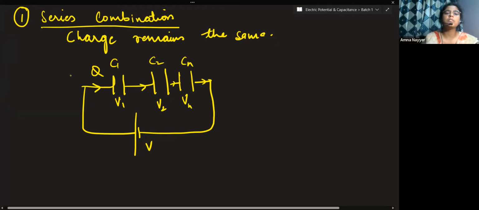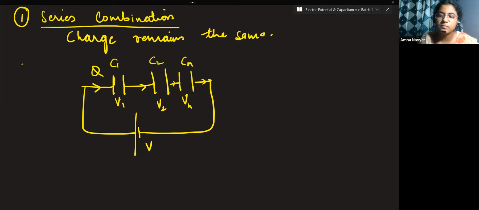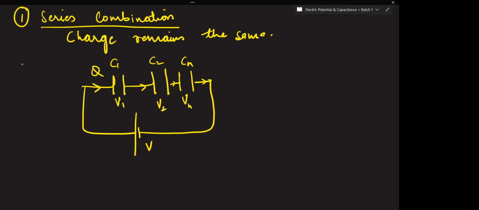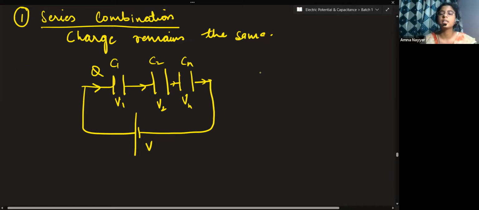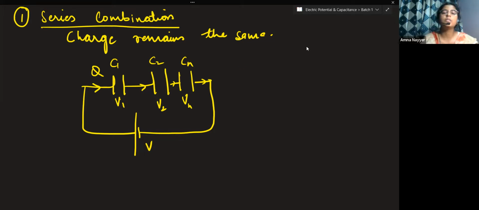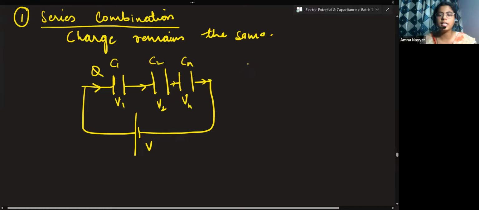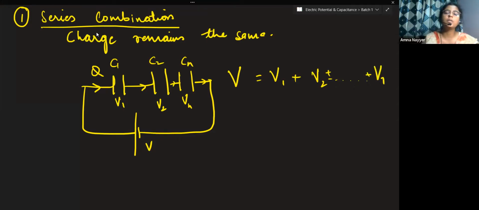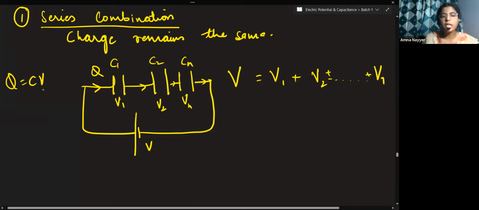Now, can anyone tell me the formula of charge in terms of capacitance and voltage? Anyone from the class? Q is equal to C V. Yes. So the net charge will be Q is equal to CV. That is right. So what will be the net potential? Potential will be equal to V1 plus V2 up till Vn. Since Q is equal to CV, potential V will be equal to Q by C.